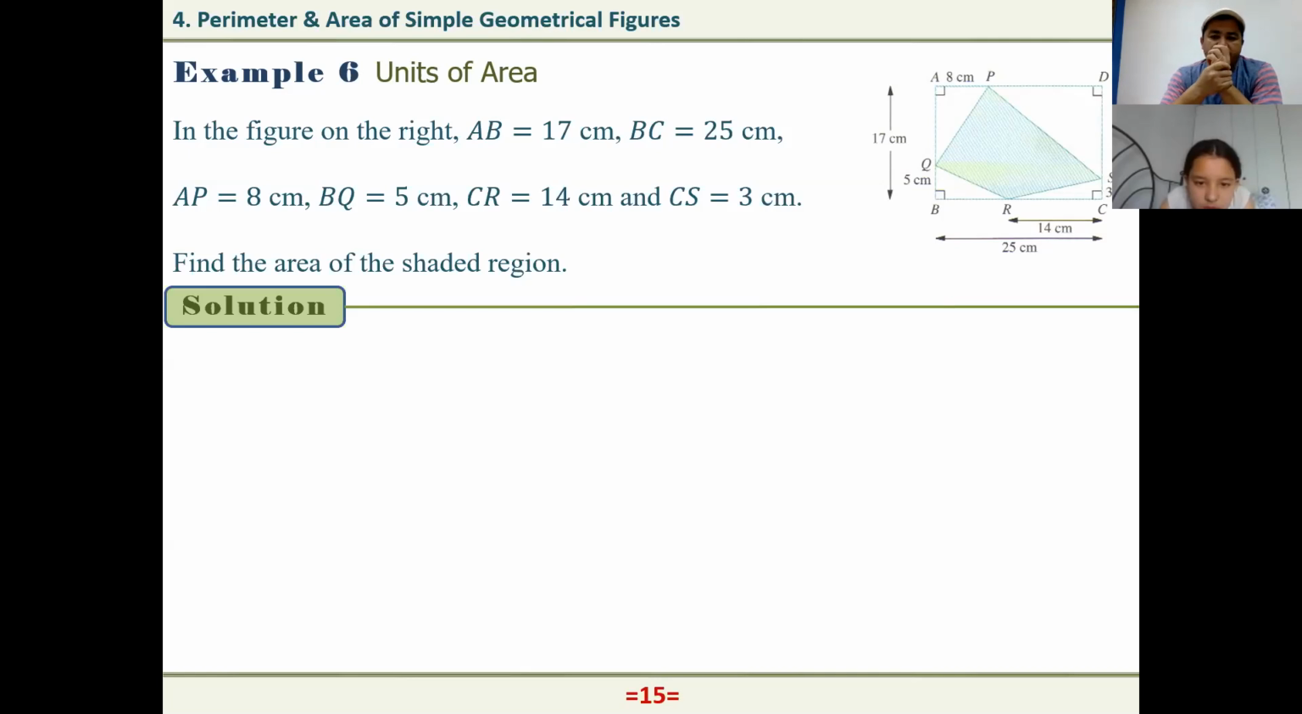Shahina, can you read the problem and tell me how we can solve this problem? Read it first. In the figure on the right, AB equals 17 centimeters, BC equals 25 centimeters, AP equals 8 centimeters, BQ equals 5 centimeters, CR equals 14 centimeters, and CS equals 3 centimeters. Find the area of the shaded region. What do you think? How can we find the area of the shaded region?